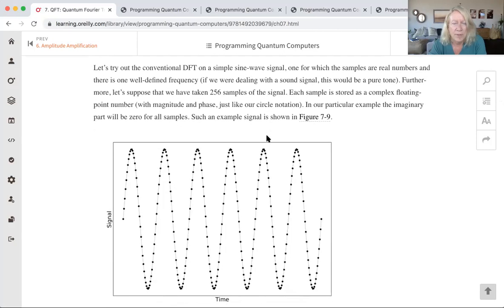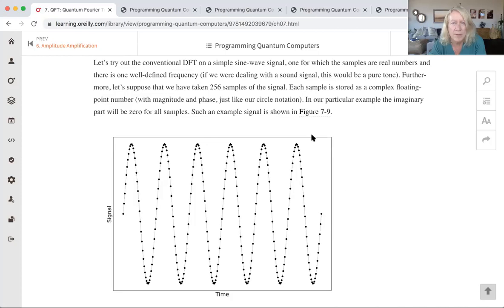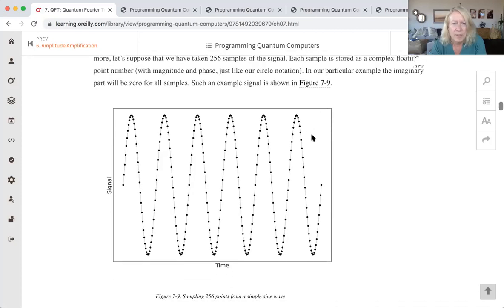So now they're showing the simple sine wave, and the samples are real numbers, and there's a well-defined frequency, a pure tone. And then they say we've taken 256 samples of the signal. So those are the dots. Each sample is stored as a complex floating point number with magnitude and phase. The imaginary part will be 0, and they show you the example.